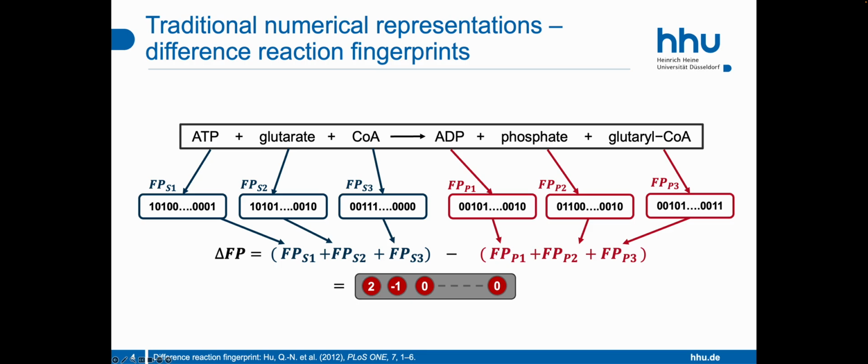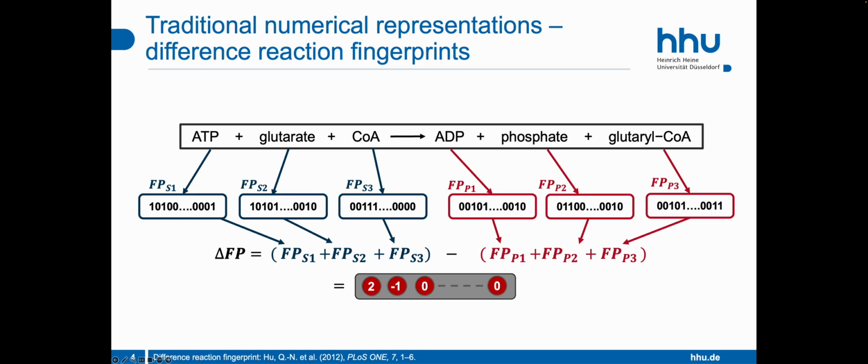Then we can subtract the product vector from the substrate vector, resulting in the single reaction vector with positive and negative integers. Positive integers indicate that certain properties or substructures are present in the substrates or in the reactants, but not in the products. And negative integers indicate that certain properties or structures are present on the product side that have not been present on the reactant side. Hence, this vector is a good representation for what kind of chemical reaction is happening.